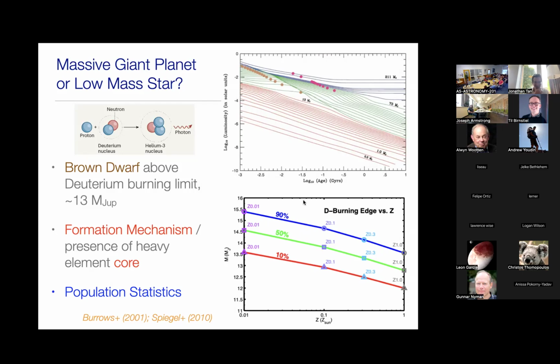Yeah. I guess the first question is, for a given object, why is it interesting to know it's more of a giant planet or more of a dwarf?